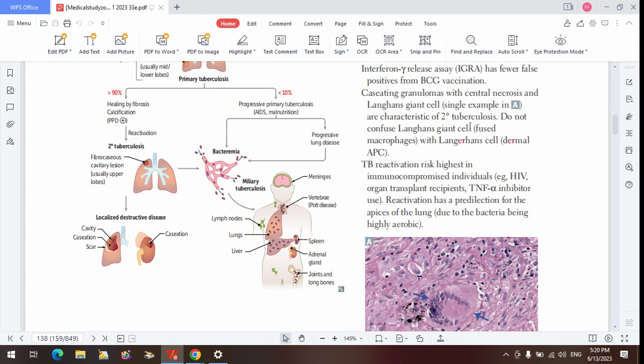So they said we should not confuse the Langerhans cells with the Langhans cells. The Langerhans cells, the one that has ER, those are the dermal antigen presenting cells. The Langhans cells are the epithelial cells. Those are the fused macrophages. So you guys remember the way we said that we are going to form these fused macrophages? How did we say we are going to form them?